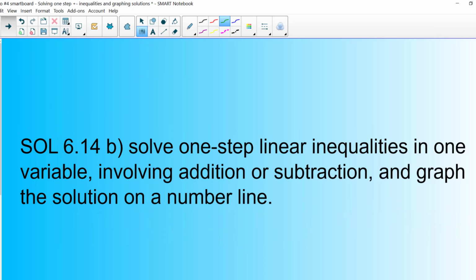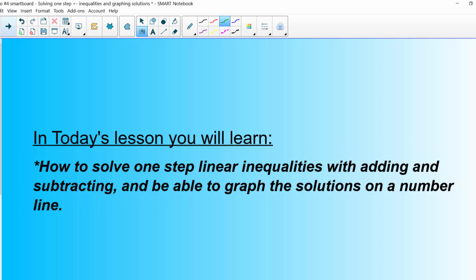So today we are going to start working on Standard 6.14B, solving one-step linear inequalities in one variable that involve addition and subtraction, and we're going to graph the solution on a number line. So that really is what we're going to learn today. We're going to learn how to solve one-step linear inequalities with addition and subtraction, and be able to graph those solutions on a number line. So let's get started.